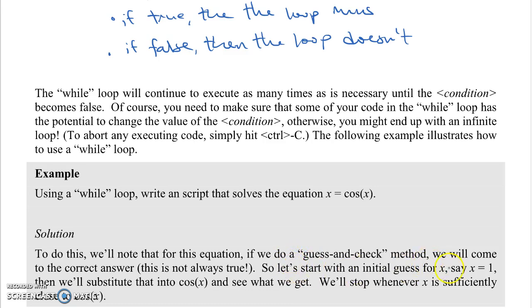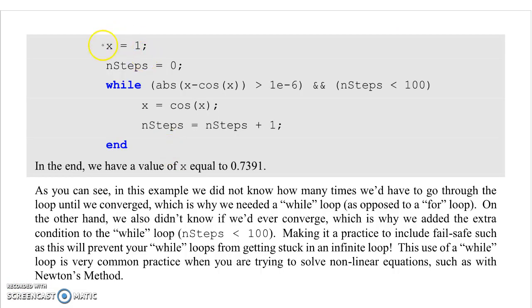We want to start with an initial guess, say x equals 1, and substitute that into cosine x and see what we get. And we'll do this over and over and over again until x is, quote, sufficiently close to the cosine of x. So when we type that into our MATLAB script, this is what it'll look like.